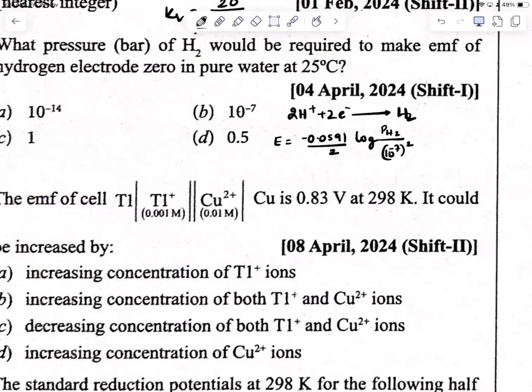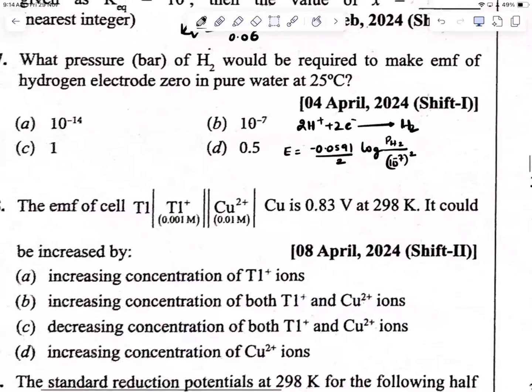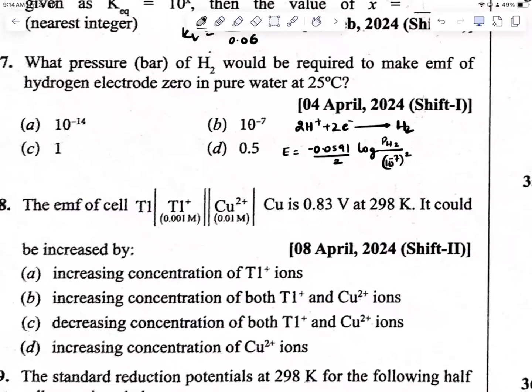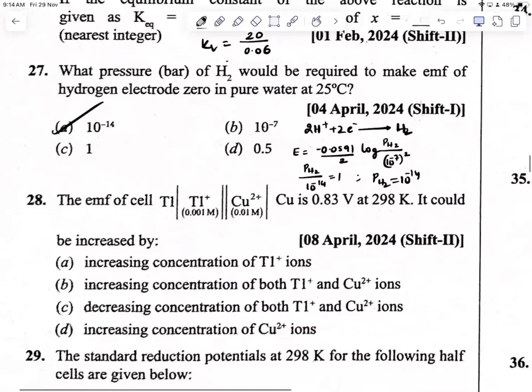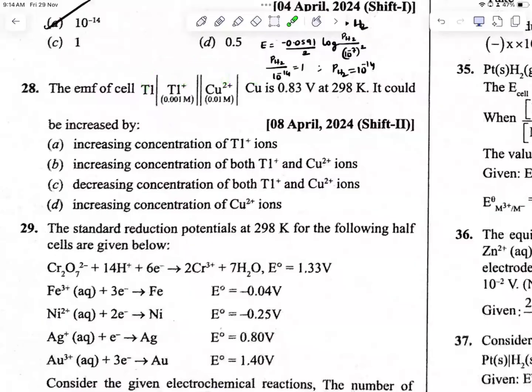Correct? So substituting this value, and E value is also given as 0. So if this is 0, then log of this entire thing is 1. So pressure of H2 by 10 raised to power of minus 14 is equal to 1. So pressure of H2 is equal to 10 raised to power of minus 14. So that is answer A. Clear?